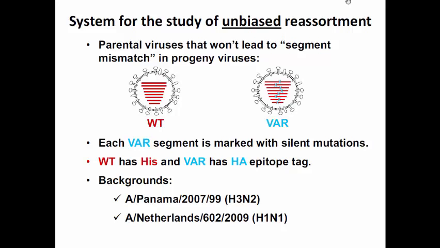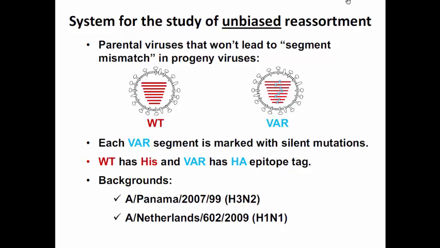as shown here. We simply took a wild-type virus, and we introduced a small number of silent mutations into each of the 8 gene segments to act as genetic tags. We can detect these using a PCR-based method called high-resolution MELT. We call the mutant virus, or variant, or VAR for short. We also mark the 2 viruses at the protein level with differential epitope tags. So the wild-type virus has a His tag in the HA protein, the variant virus has an HA tag in the HA protein. And we use these epitope tags to track infected and co-infected cells by flow cytometry.